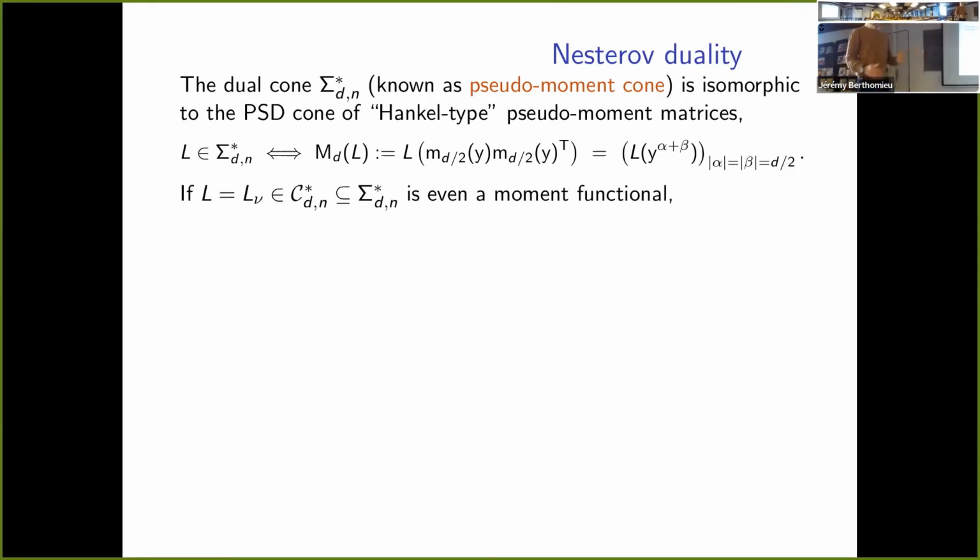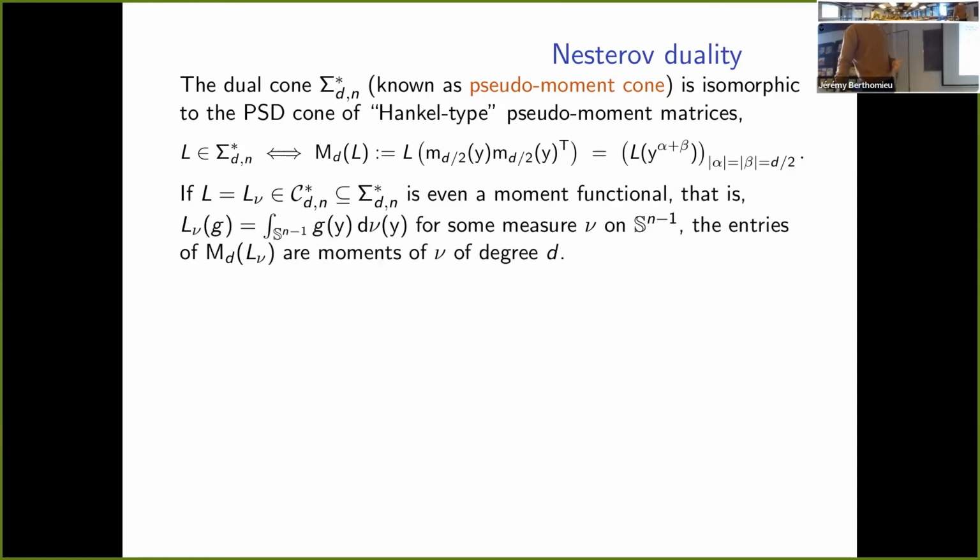And if L comes from a measure, it's a moment functional, right? Then this matrix M_d of L will be filled with moments of this associated measure of degree d, right? So that's why it's called pseudo moments and moments.